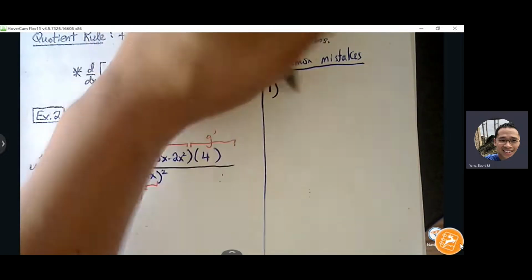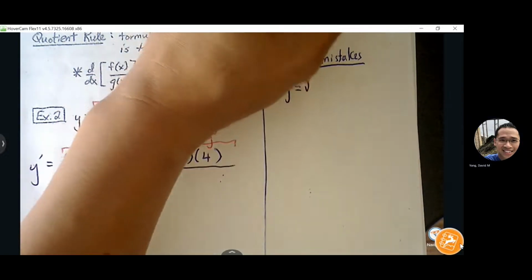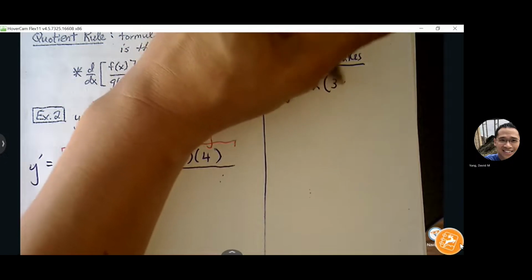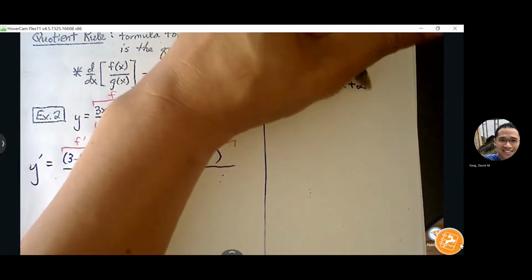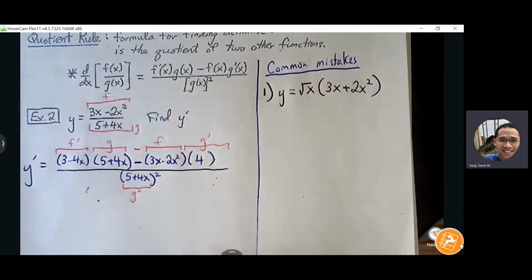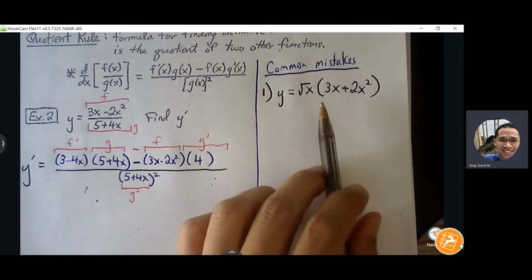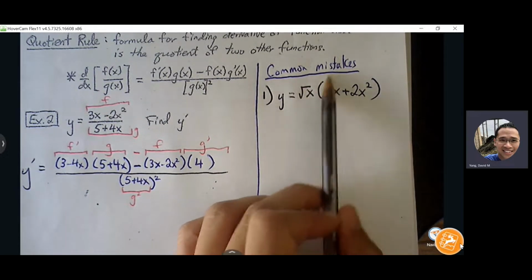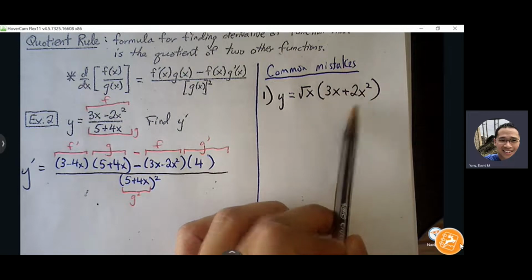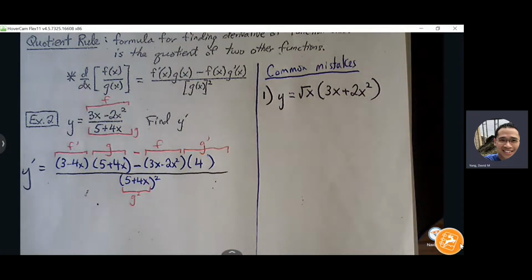So here's one I want to point out. If I want to find the derivative of this function, there's two ways I can go about doing it. I can distribute the root x through, get rid of all the parentheses, and then I can do power rule, right? Or I can do product rule, thinking of the root x as f, thinking of the 3x plus 2x squared as g, f prime g plus f g prime, right?